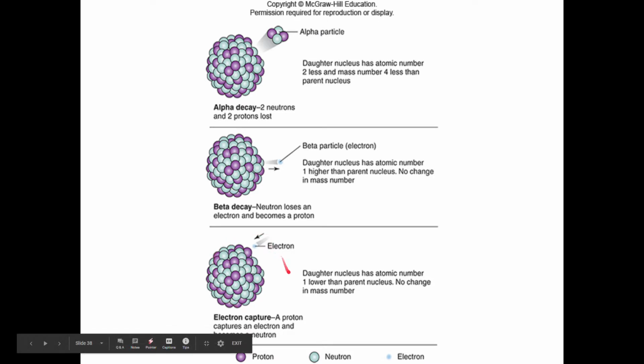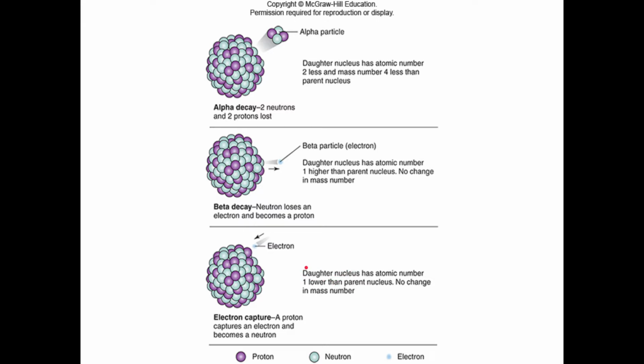There's also electron capture, where a proton captures an electron and it becomes a neutron. So the daughter nucleus, which is the next nucleus after you've gone through some decay, has an atomic number lower than what it was before. So instead of like this instance where I get a bigger element, in this one I'm getting a smaller element.